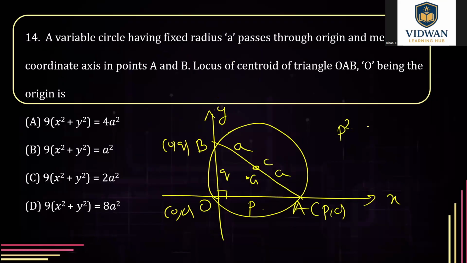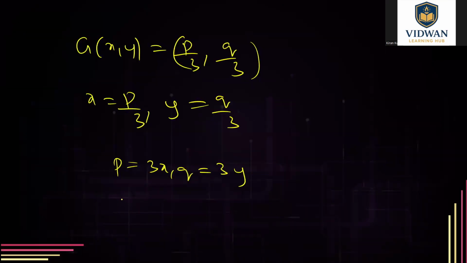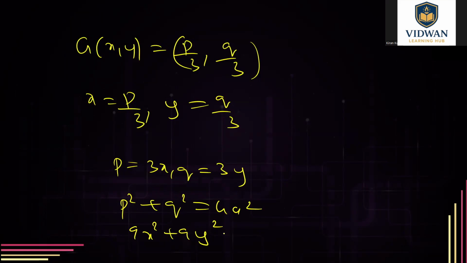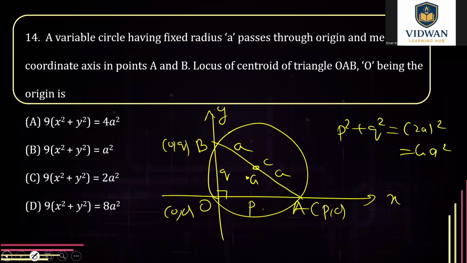So we have P square plus Q square equal to AB square, which is 2A whole square. So let us use this result and then eliminate P and Q. So we can use P square plus Q square equal to 4A square. Writing this, P square would be 9X square. Q square would be 9Y square. So the locus is 9X square plus 9Y square equal to 4A square. This is the required locus. So now if you look at the options, which is matching, the first option.